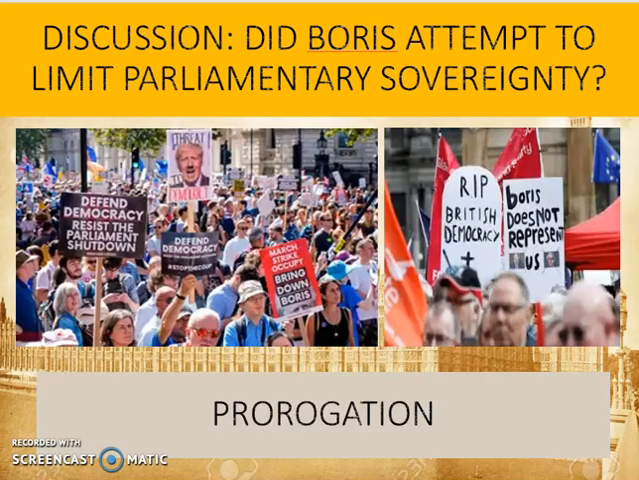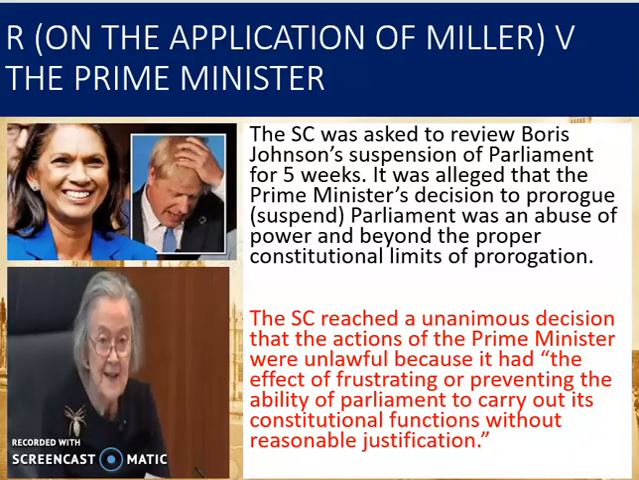Something that's really interesting to think about at this point is whether Boris Johnson attempted to limit parliamentary sovereignty when he prorogued Parliament, and that prorogation was challenged famously in the Supreme Court in a very important case. In R on the application of Miller and the Prime Minister, the Supreme Court was asked to review Boris Johnson's suspension of Parliament. He tried to suspend Parliament for 5 weeks, and it was alleged that his decision to prorogue was an abuse of power. And this had to be reviewed by the Supreme Court.